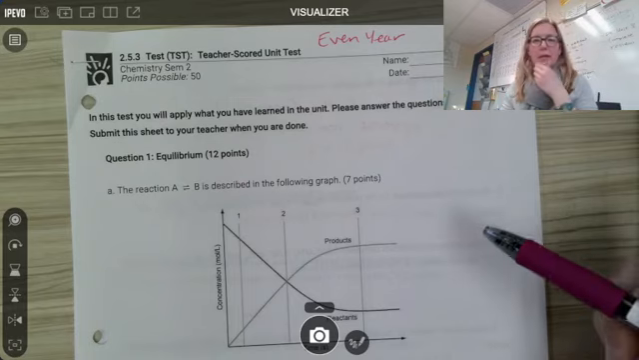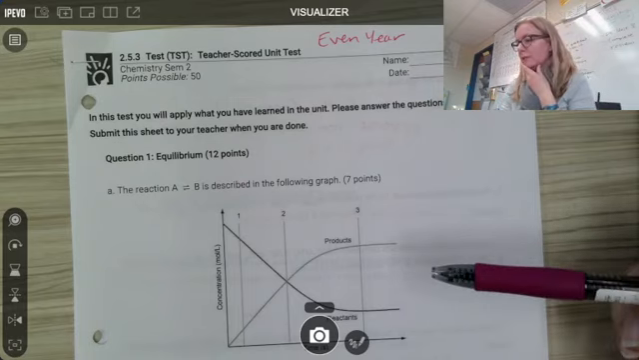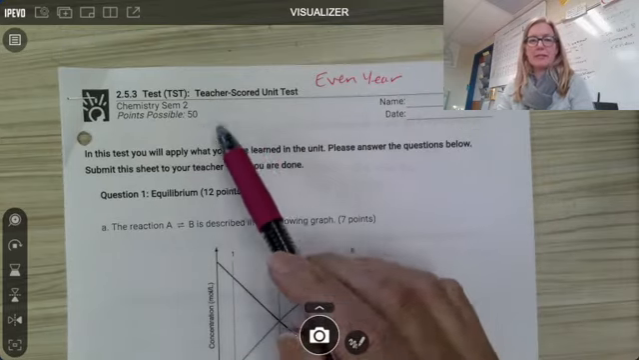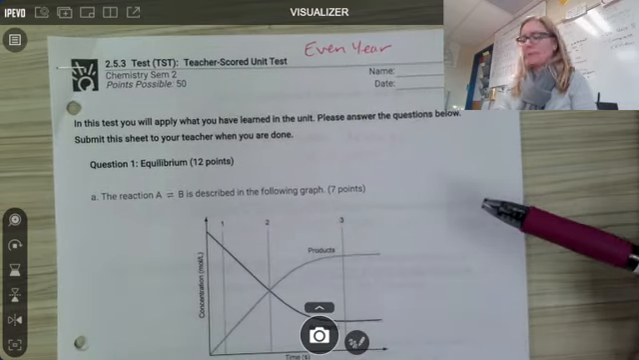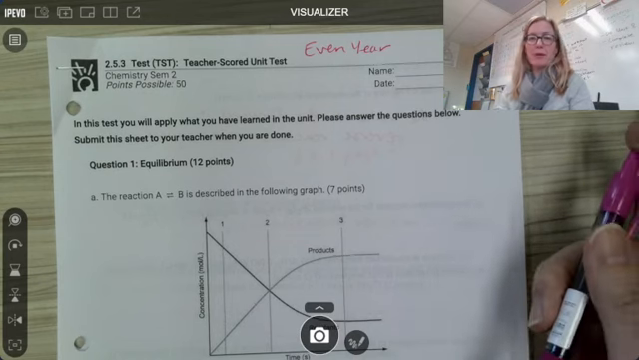All right. Hey, everyone. So I'm just going to explain 2.5.3 TST, the teacher scored test. I'm going to give you some hints on where to find some of the stuff, and I'm also omitting some of the questions.